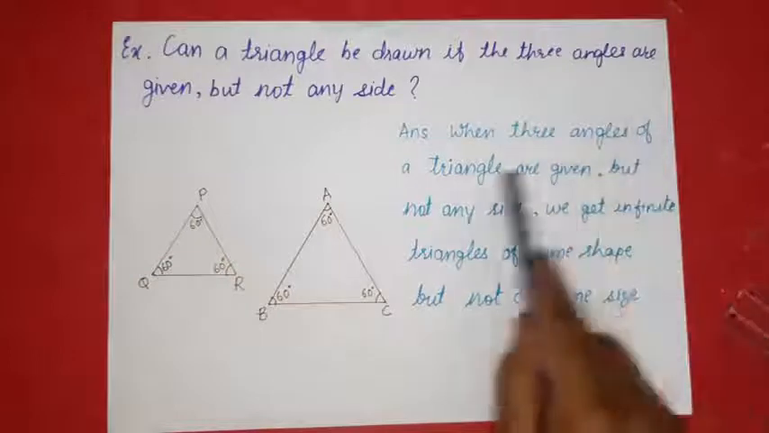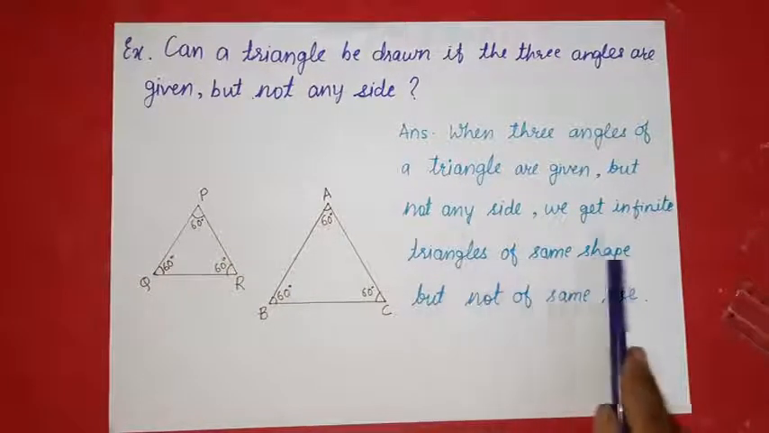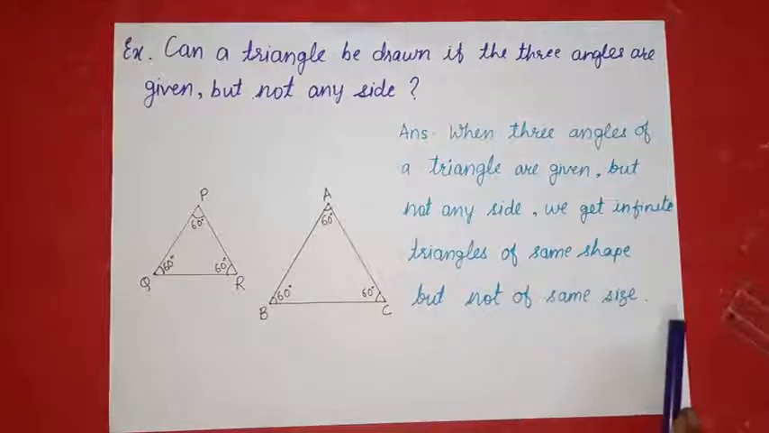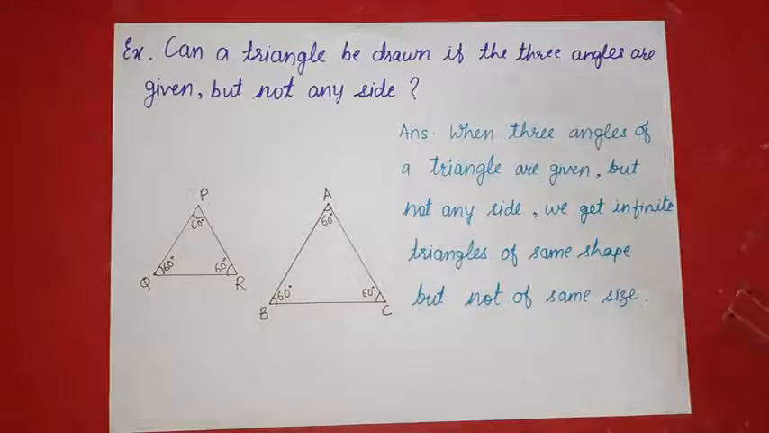So when three angles of a triangle are given but not any side, we get infinite triangles of the same shape but not of the same size. As you change the length of the sides, you will get many different triangles of the same shape but not of the same size. So children, you have to complete your copy still here. Thank you.